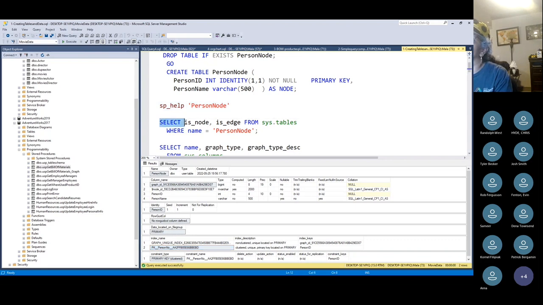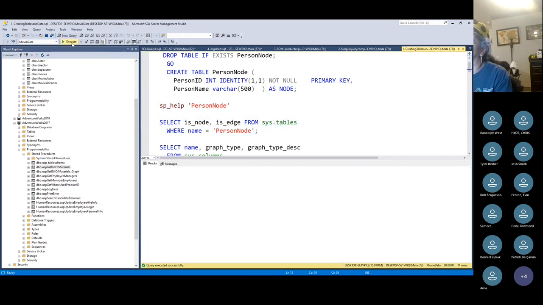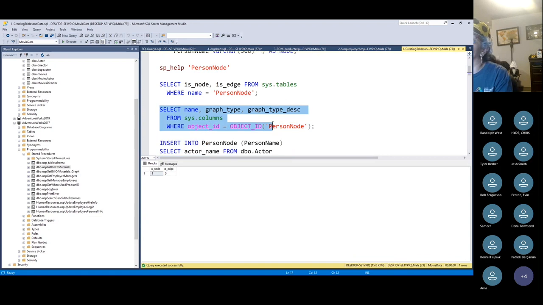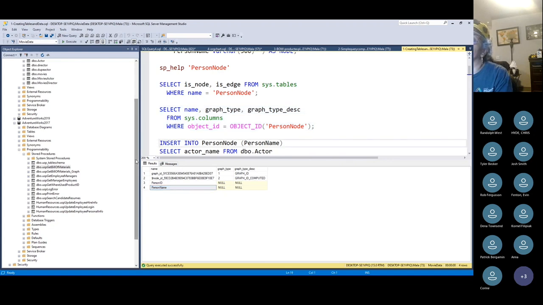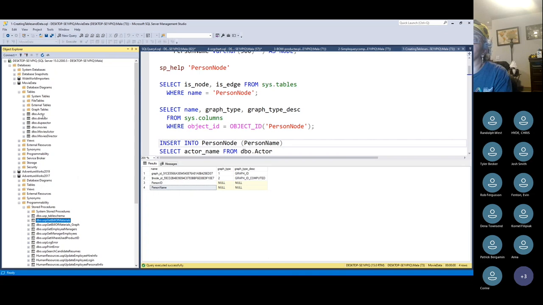These are the commands that help you see whether it's a node or an edge table. The sys.tables has what is called is_node or is_edge. Because I chose to define this as a node, it is 1 here. And if you want to see what the columns are like, you can see here this is a graph ID, this is the node ID, this is computed, this is a JSON string, and this is person ID and person name. I have the tables that I imported from IMDb. These are my relational tables, they're already there. And I'm going to insert into my graph tables from here.